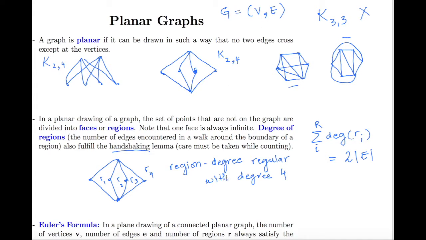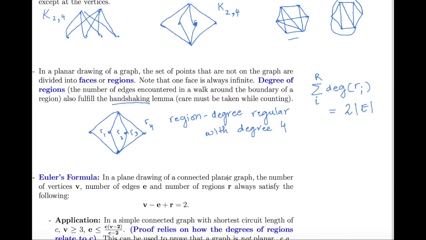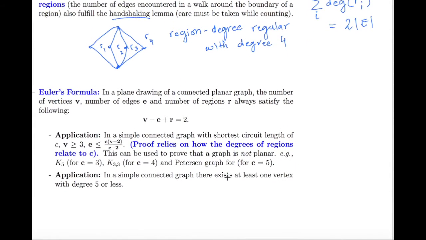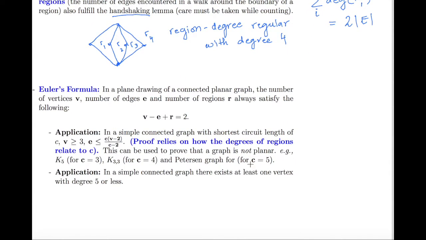Now once we have defined this story, let's go to Euler's formula. Euler's formula says that in a plane drawing of a connected graph, the number of vertices v, the number of edges e, and the number of regions r always satisfy the following. So this is what Euler actually came up with. The proof of this requires induction.